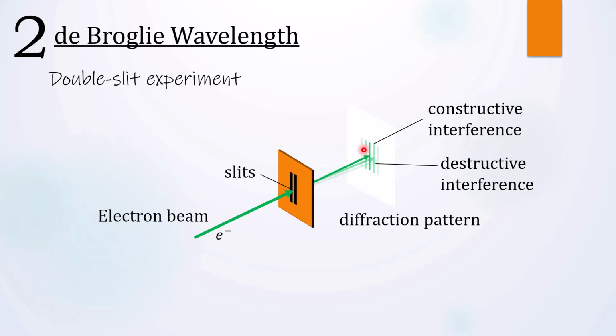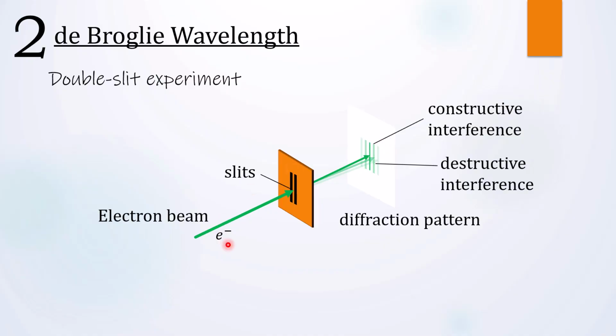Wherever you see a green bar, that is where you have a fair amount of electrons striking. The white regions is where the electrons are not striking. And matter of fact, you can see the central bar here is the most intense, and then the intensity fades off as you move to the sides in that diffraction pattern.